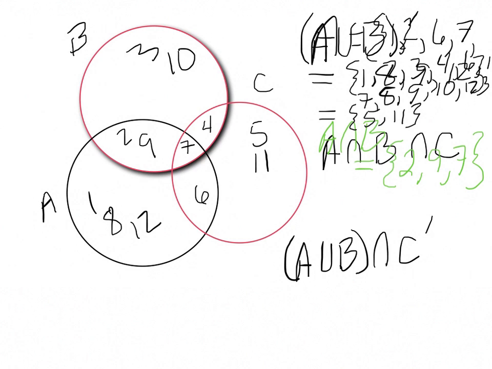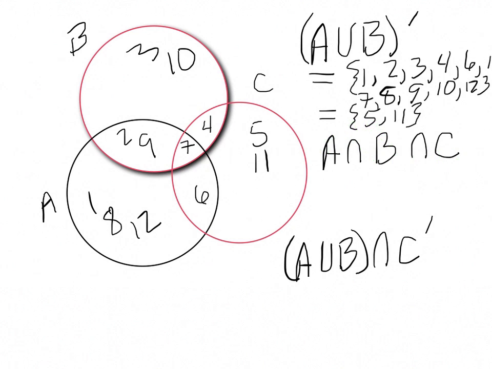So the next problem is A intersect B intersect C. So it's the elements that are in all 3 sets, and you can see that the one element that's in all 3 sets is right here, element 7. So that's all we have to do in this case, is number 7 in the set. So the last one's kind of fun. It comes in a 2-part thing, so I'm going to do it as a 2-parter, and that's going to help me.